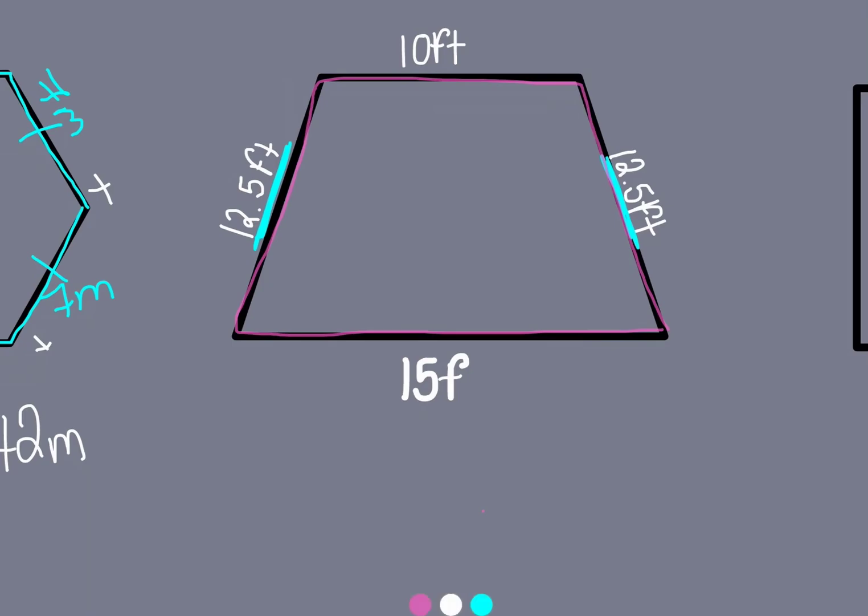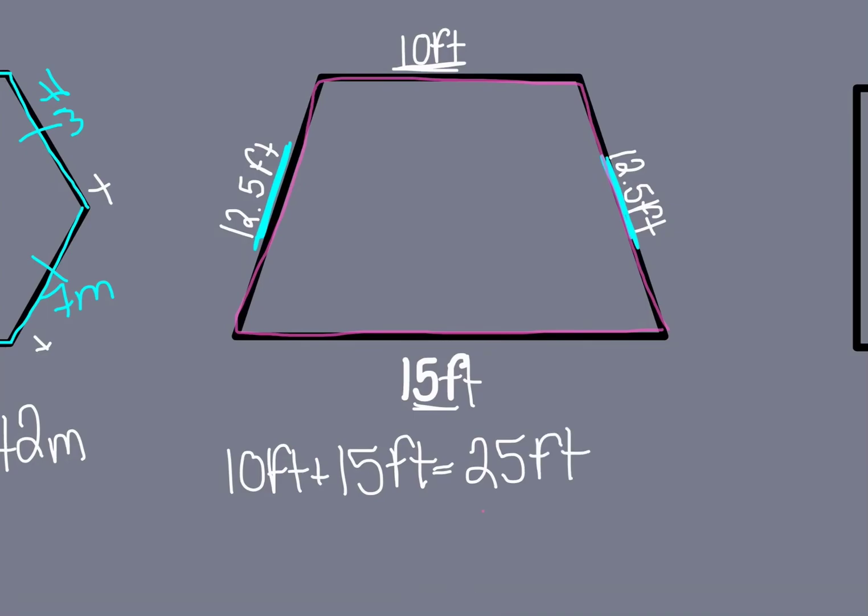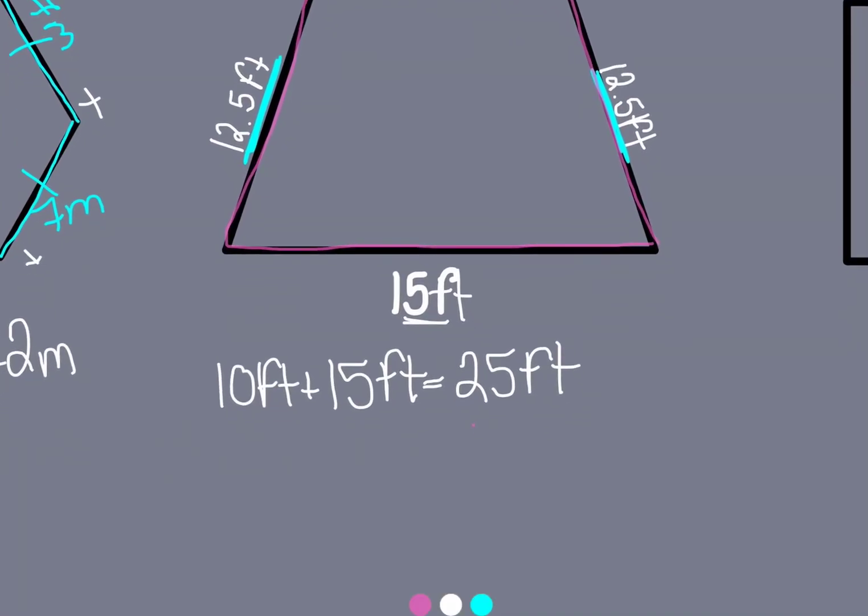The way I do it is I'm going to add up my non-decimal numbers. I'm going to add up my 10 feet plus 15 feet. So 10 feet plus 15 feet gives me 25 feet. And then I'm going to add up my decimal numbers, which is 12.5 feet plus 12.5 feet. Obviously, it's going to be in feet.